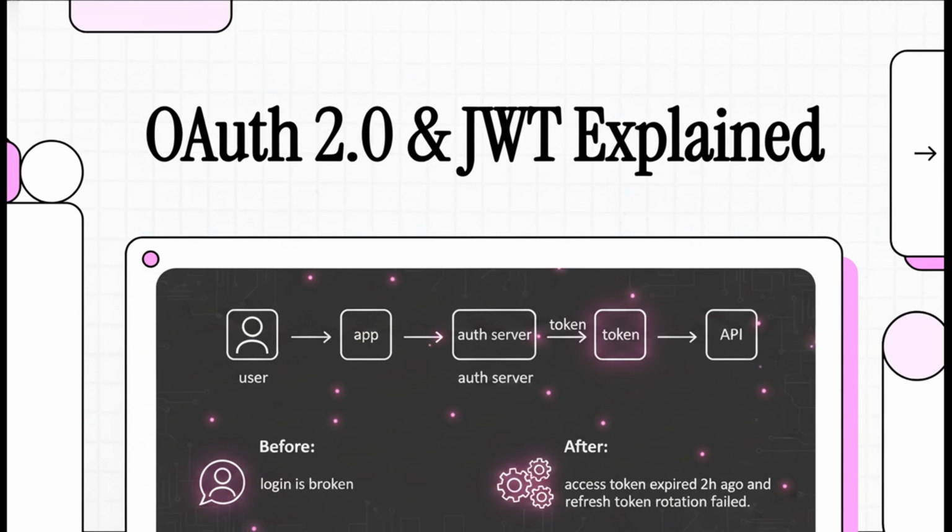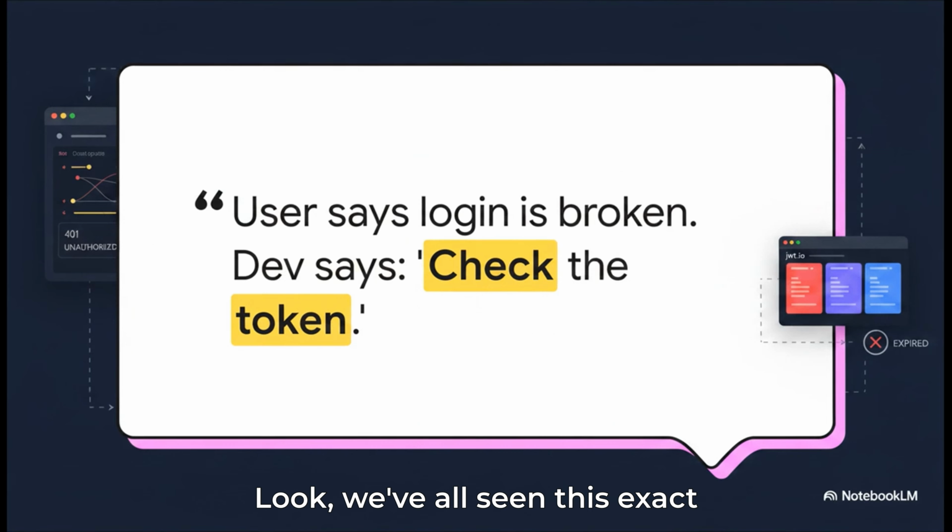Let's dive right in. Look, we've all seen this exact frantic support ticket, right? A user is completely blocked, the pressure is on, and the developer's response is just a super cryptic, "Hey, check the token." It is a totally frustrating loop. But today, we're skipping that frustration completely. We're going to learn exactly what that token is, how it gets there, and precisely what you need to look for when things go off the rails.